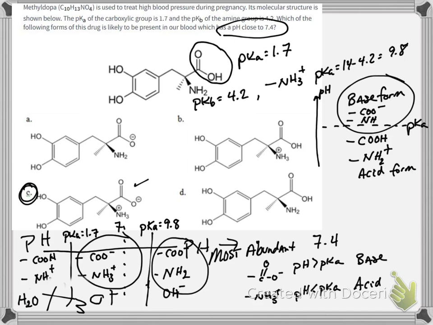Okay, and we can see some other answers appear. B is the case when pH is less than 1.7. That's the neutral carboxylic group, but a charged nitrogen. And then option A is pH greater than 9.8, because that is the negatively charged oxygen in a neutral nitrogen state. So in this state, it doesn't happen.